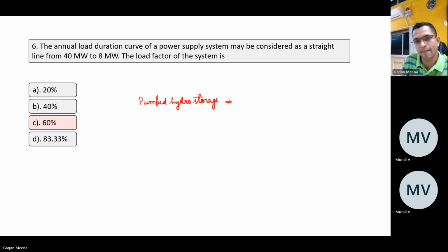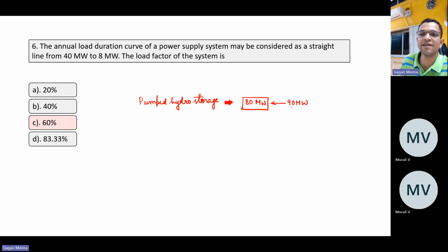And its installed capacity is, let's say, 80 megawatts. While charging, it takes 90 megawatts to charge, to be able to deliver 80 megawatts.